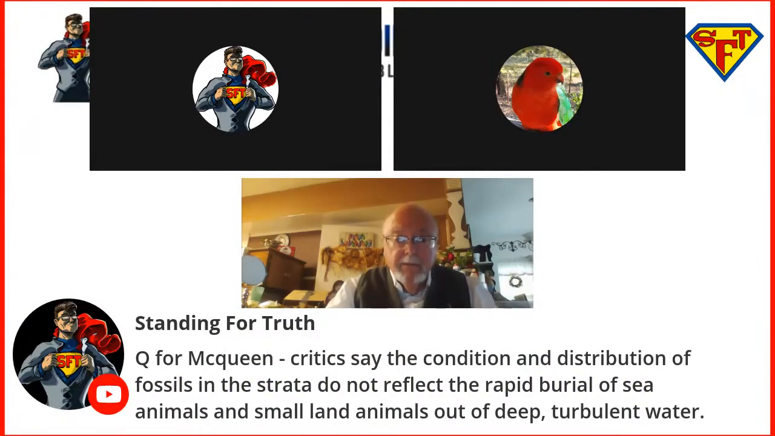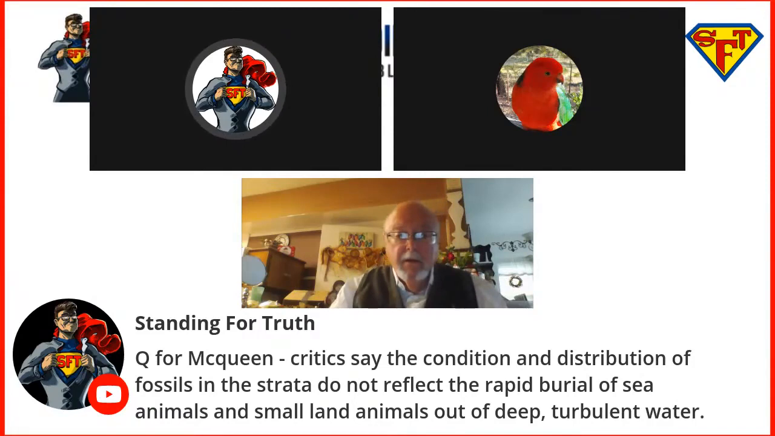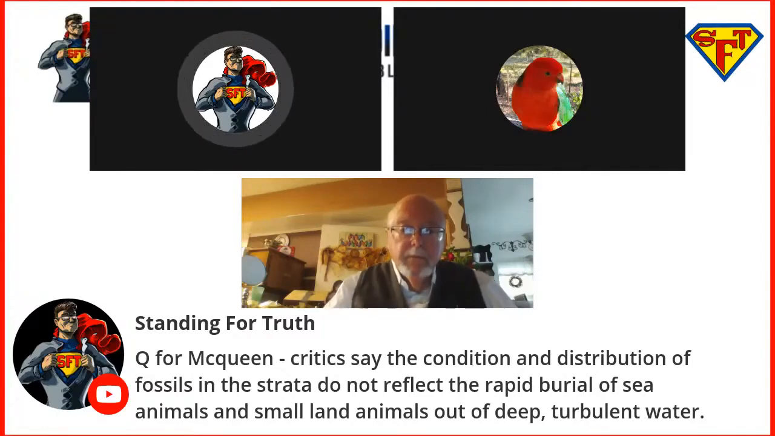I've noticed a lot of the critics look to a book titled, and I'm not too sure if you're familiar with it, The Grand Canyon: Monument to an Ancient Earth. One of their main objections to our position on the flood, that I frequently see the uniformitarians source and present, is they'll say the condition and distribution of fossils in the strata do not reflect the rapid burial of sea animals and small land animals out of deep turbulent water. This seems to be one of their main objections. I'd be curious how you would feel is the best way to respond to that.